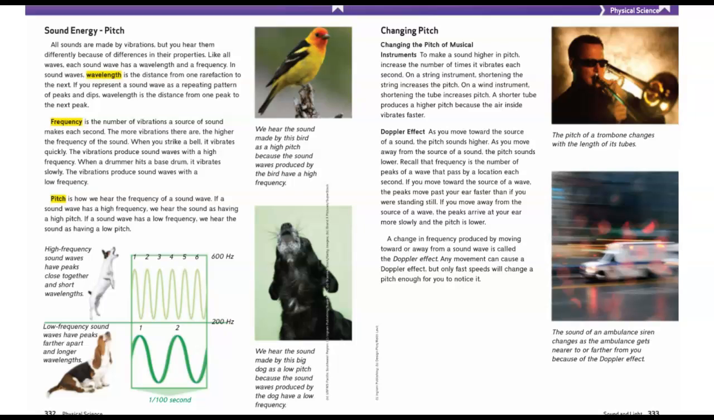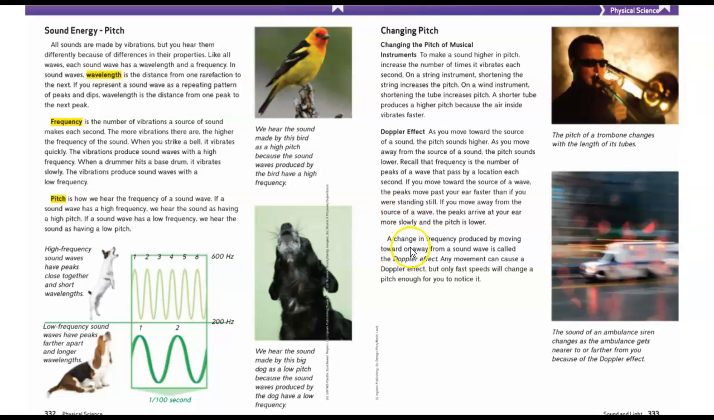Okay? So, the Doppler effect. As you move towards the source of a sound, the pitch sounds higher. As you move away from the source of a sound, the pitch sounds lower. Recall that frequency is the number of peaks of a wave that passes by a location each second. If you move toward the source of a wave, the peaks move past your ear faster than if you were standing still. If you move away from the source of the wave, the peaks arrive at your ear more slowly and the pitch is lower.